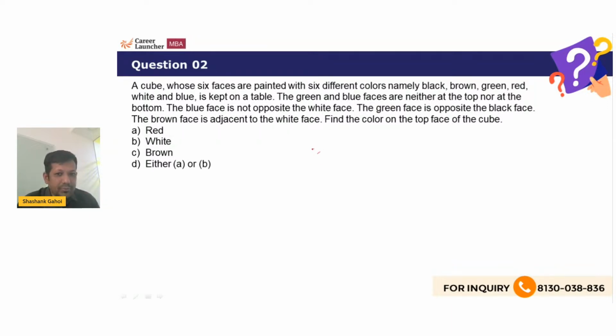So basically there is a cube. Let me draw the cube. So this is a cube. I got 6 faces. One is top, one is bottom, one is left, one is right, one is back, another one is front. So we got 6 faces. Now what does it say? It says there are 6 colors: black, brown, green, red, white, and blue. So each face has one different color. That's given to us.